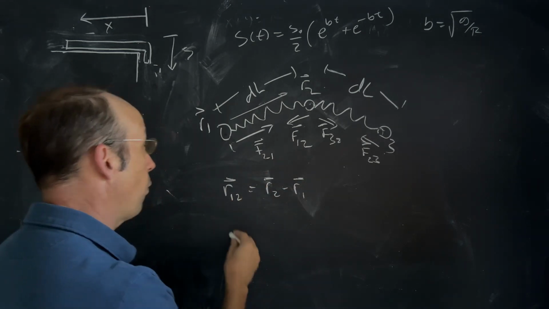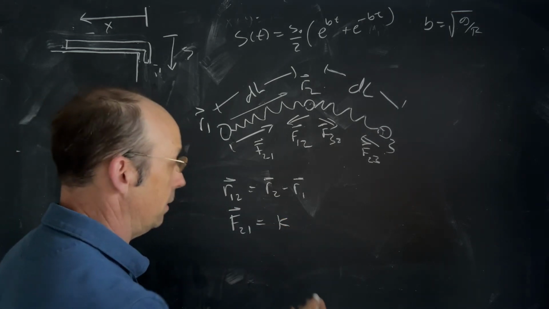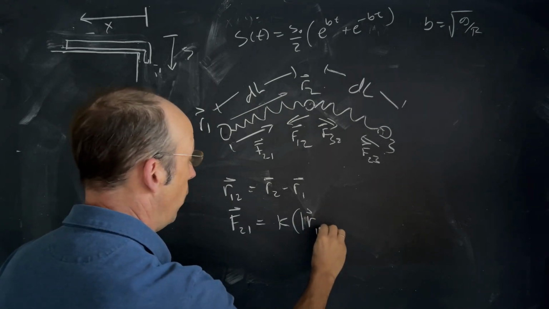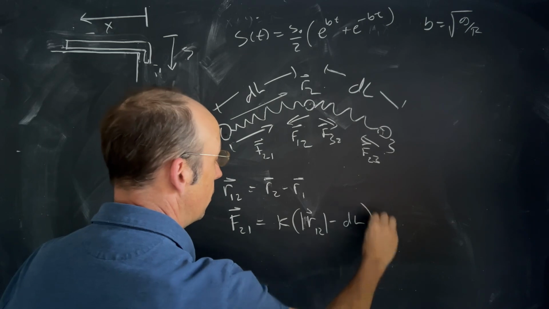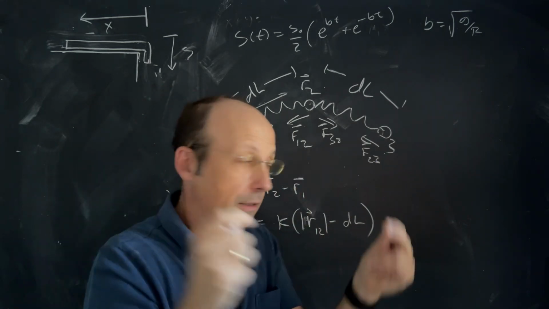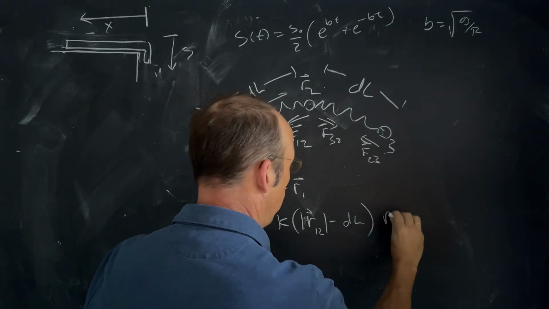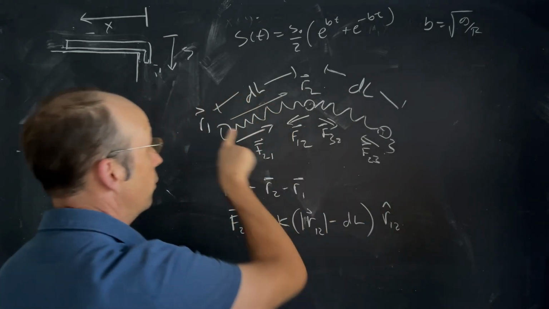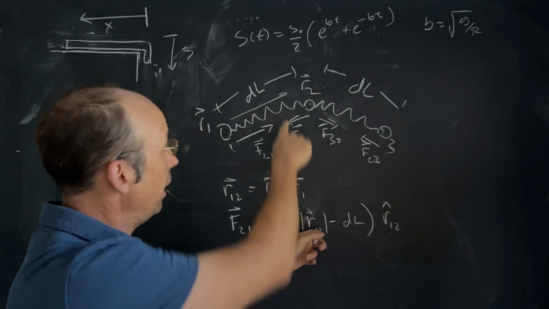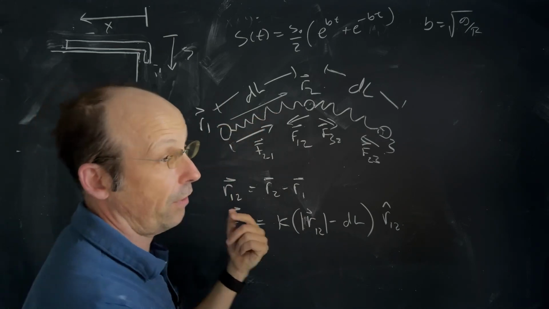Now for the spring force, F21, I'm going to write that as K, the spring constant, times the magnitude, which I'm going to write symbolically as the magnitude of R12 minus DL, right? So that's a scalar value minus a scalar value. That's how much it's stretched or compressed. And then I need to turn this back into a vector, so I'm going to multiply this by the unit vector R12 hat, the unit vector going from here to there. Now again, I have to think, is this positive or negative? So if this is greater than DL, it got stretched, then this thing would be positive, and so it would pull it in that direction, so that's correct.